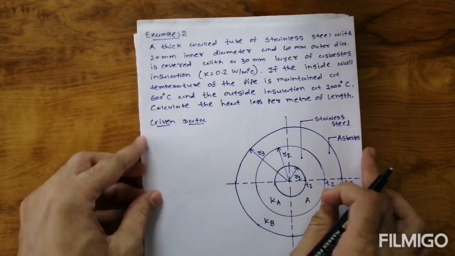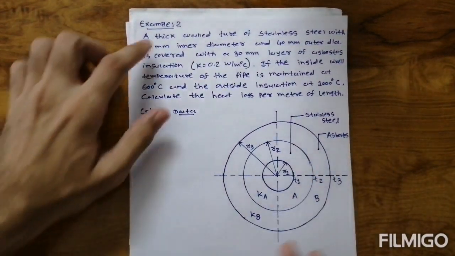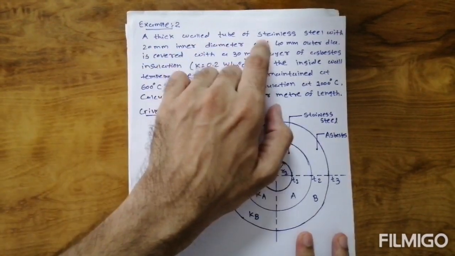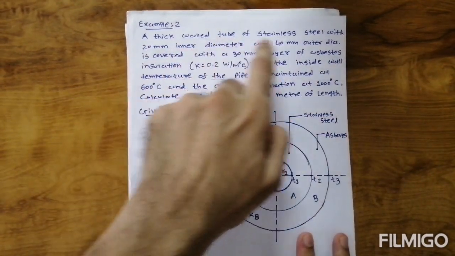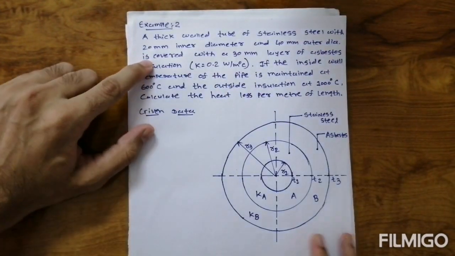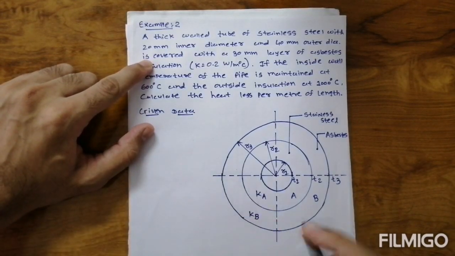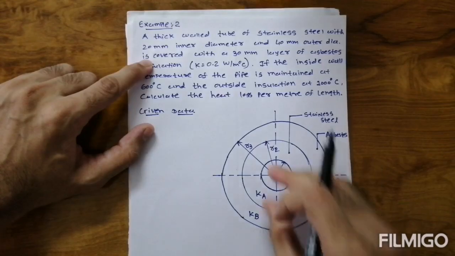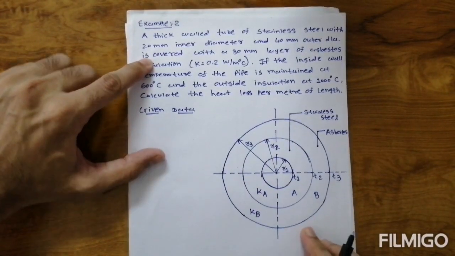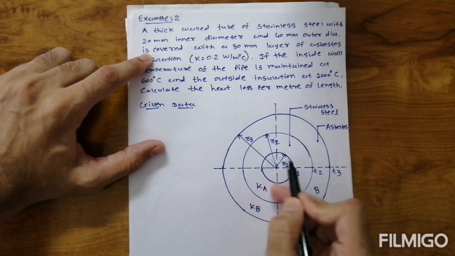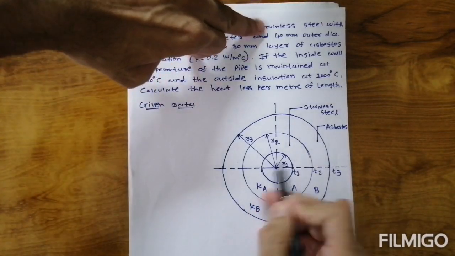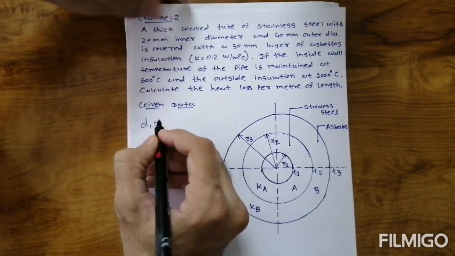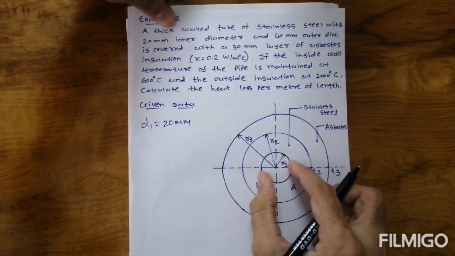Now example 2. A thin wall tube of stainless steel with 20 mm inner diameter and 40 mm outer diameter. Inside and outside diameters are given. You can see the figure is already drawn here. First, the inside diameter is given, D1. We consider the inside diameter of the stainless steel as 20 mm, so D1 is equal to 20 mm.